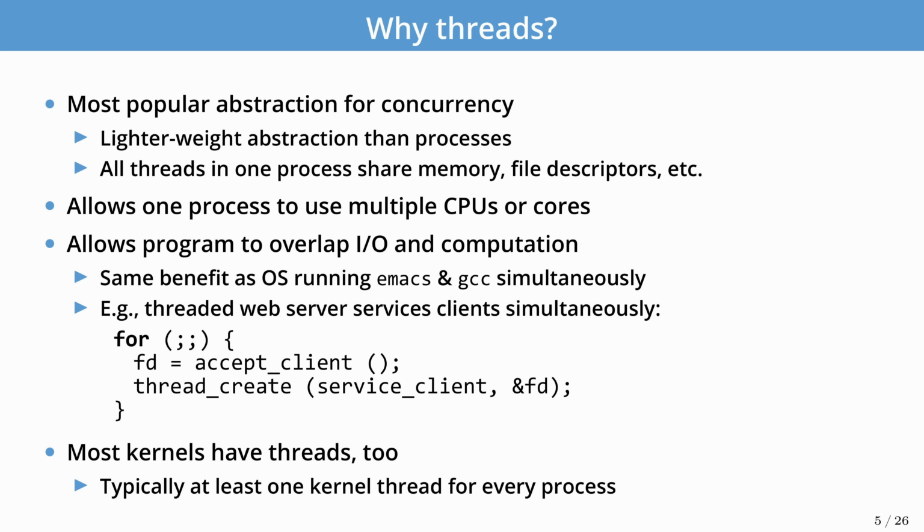Why is it that we want to use threads rather than processes? The first two important reasons are that threads are a much lighter weight process. It's a lot easier for us to create threads in the operating system, and they share all of the memory and file descriptors, so it's easy to communicate within the same process. They allow us to use multiple CPUs or cores, as I mentioned, and they're also a really efficient way for us to overlap I/O operations and computation.